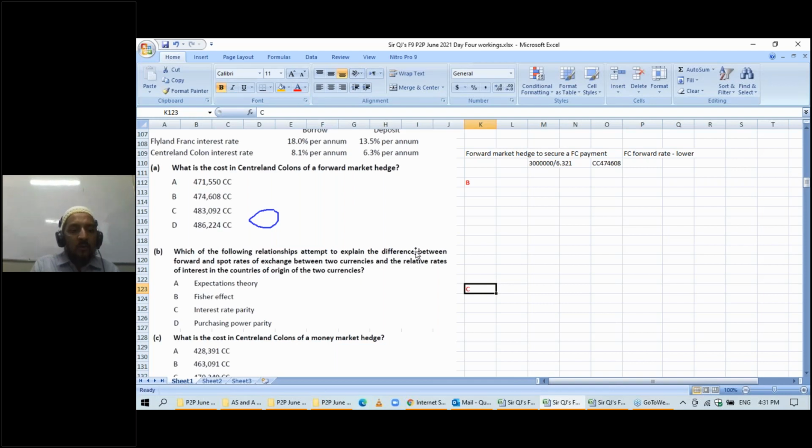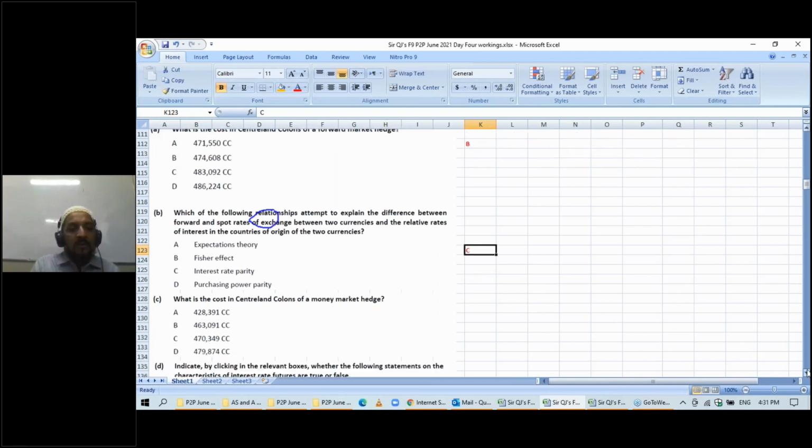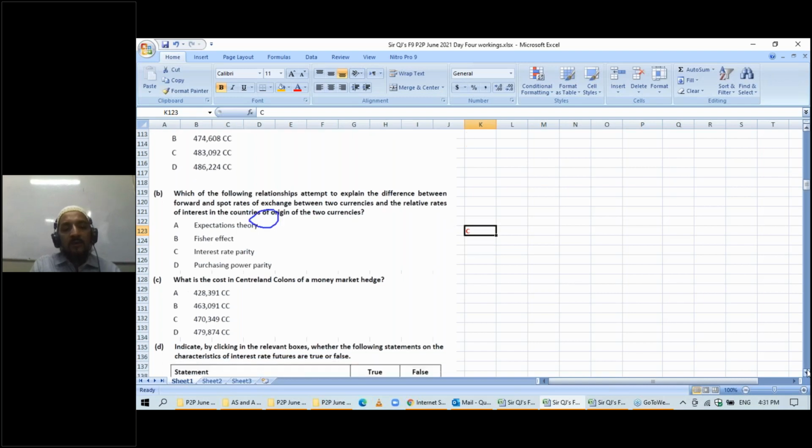Okay. Now moving on to part C, which is an important one. What is the cost in Centerland colons of a money market hedge? So in case of payment, we are exposed to a risk that the foreign currency strengthens, and we may have to make a larger payment than the current spot rate in 3 months' time. So in order to secure this exposure, we will set a money market hedge. So let's set a money market hedge first.